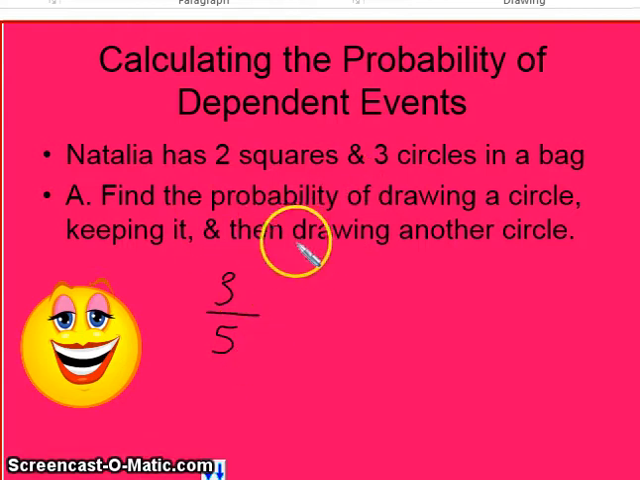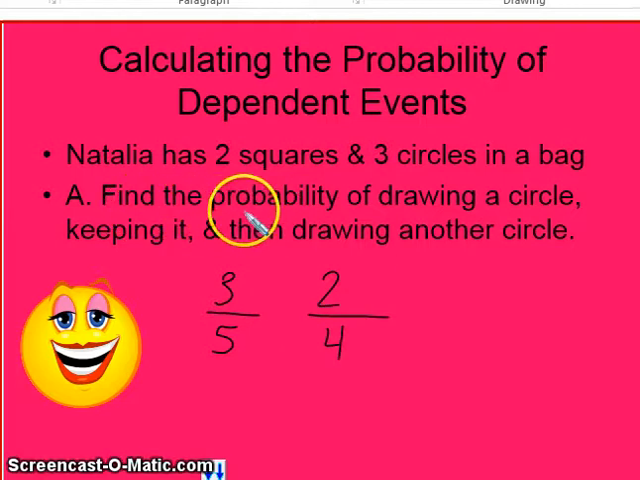Then we need to find the probability of drawing another circle after the first one is already taken. If we drew a circle the first time, there are only 2 circles left in the bag. Now there were 5 shapes in the bag, but since we took one out, now we only have 4 shapes in the bag. So the probability of drawing the circle the second time would be 2 out of 4.